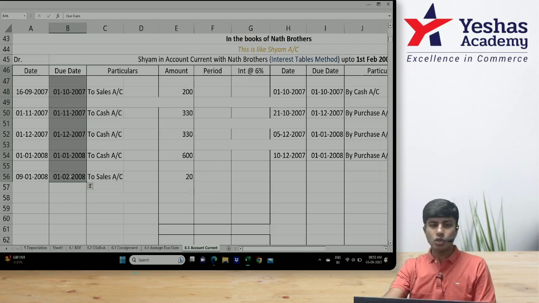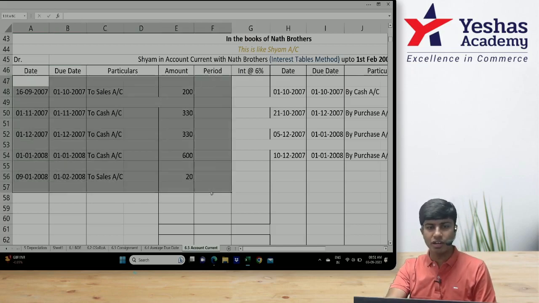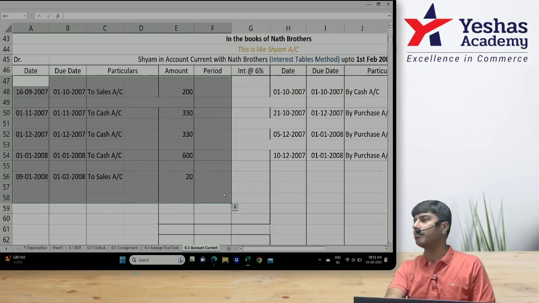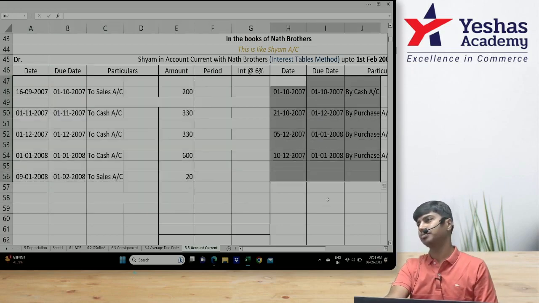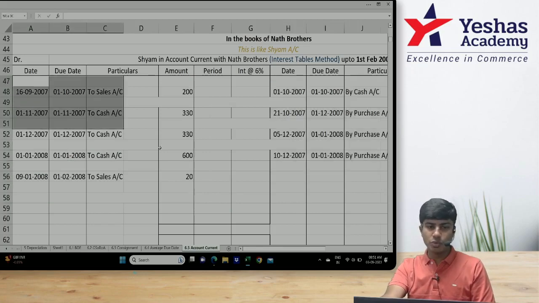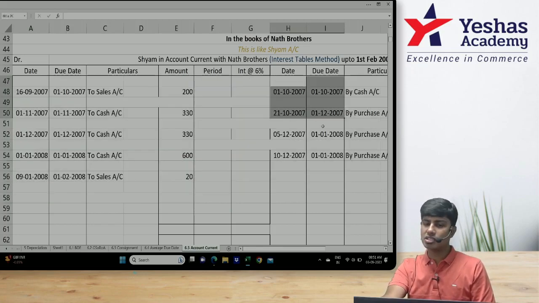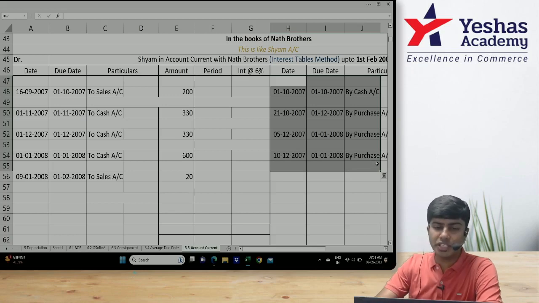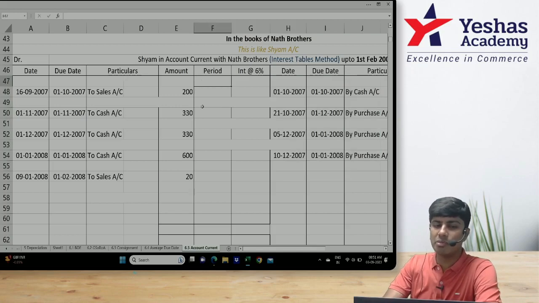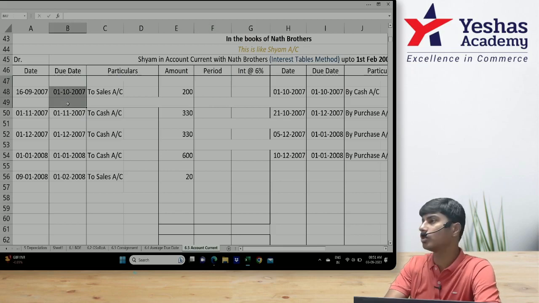Are you getting it? All of this is the loan given by Nath Brothers to Shyam. All of this is the loan taken by Nath Brothers from Shyam. So for this, you will charge interest. For this, he will charge interest. Net difference is the interest payable or received. Shall we do it? To compute interest, we want the period. So now tell me, from what date to what date do we find the period? Let me repeat: from the due date to the date of account current.